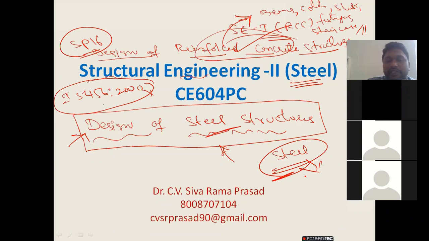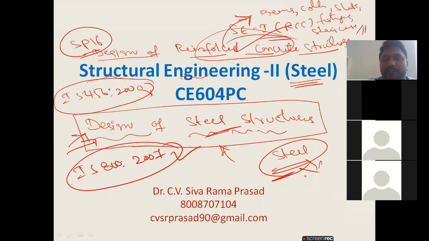Similarly, for the design of steel structures, we always use the code book IS 800-2007. This is the code book we will use for any type of steel structure. In some cases, for special types of steel structures, we use different code books, but the basic code book is IS 800-2007. Previously, there were different versions, but those versions were designed as per the working stress method.